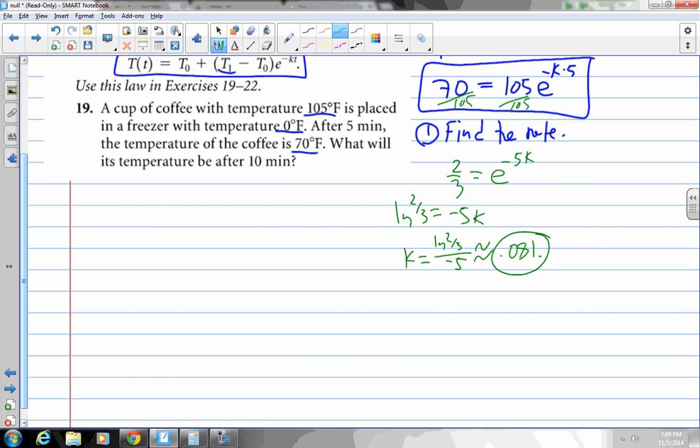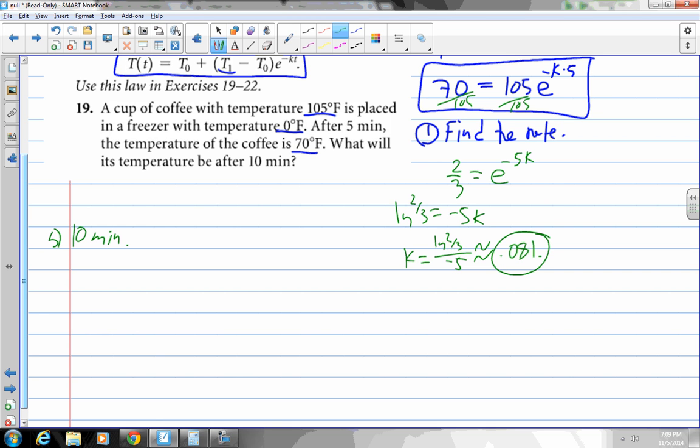There are actually two ways to do that. I can either start at 105 and compute the temperature 10 minutes from now, or I can start at 70 and compute the temperature 5 minutes from now. Because it took 5 minutes to go from 105 to 70, and it will take another 5 minutes to go from 70 to whatever we have in the end. If I do it both ways, I'll end up with the same exact answer. Does that make sense? Because it's all the same curve. I'm just looking at two different starting points on the curve. I still should end up at the same value.